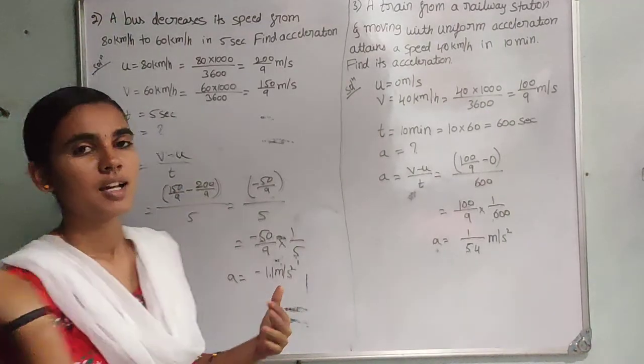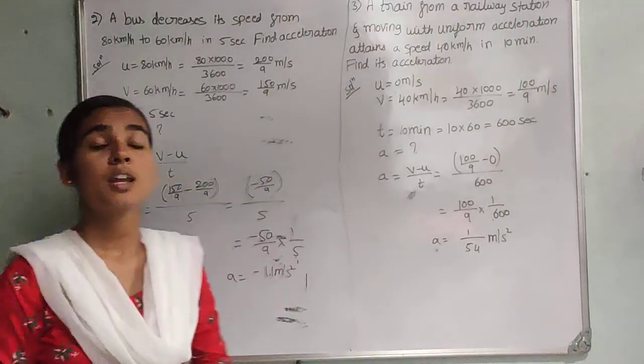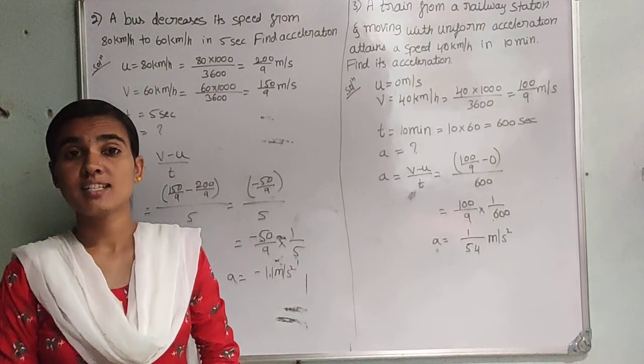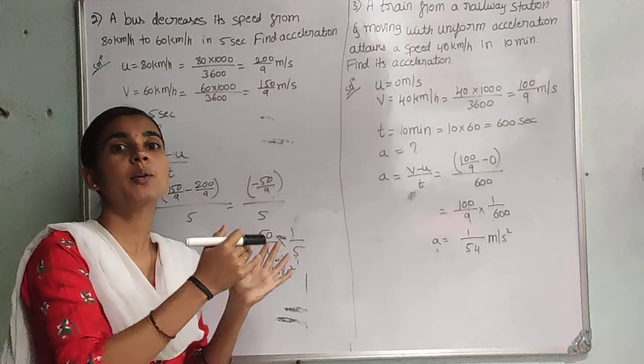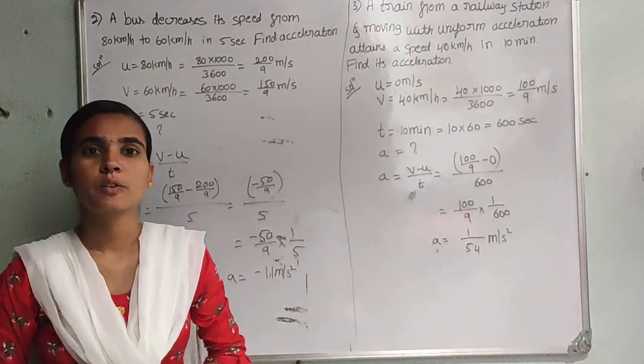So the bus is in a moving condition. What happens is its velocity decreases from 80 km per hour to 60 km per hour.